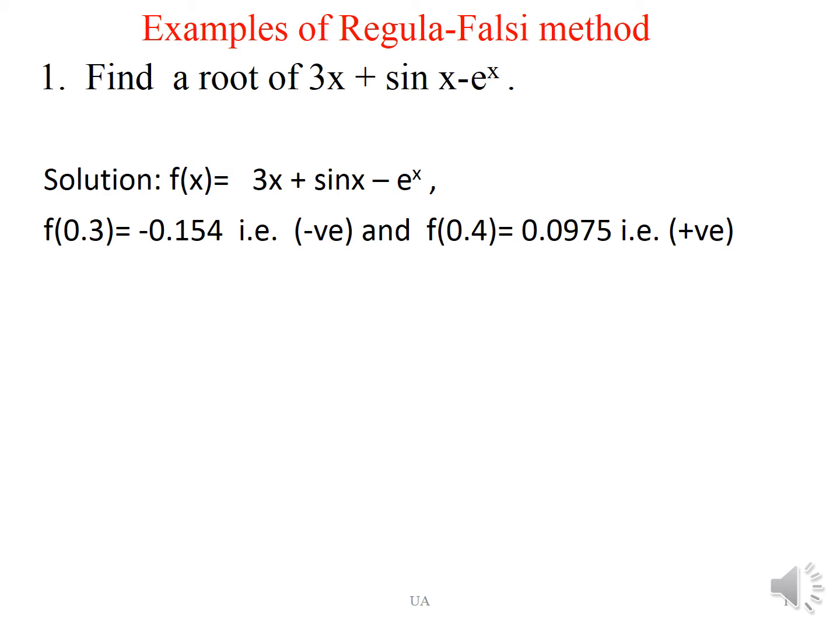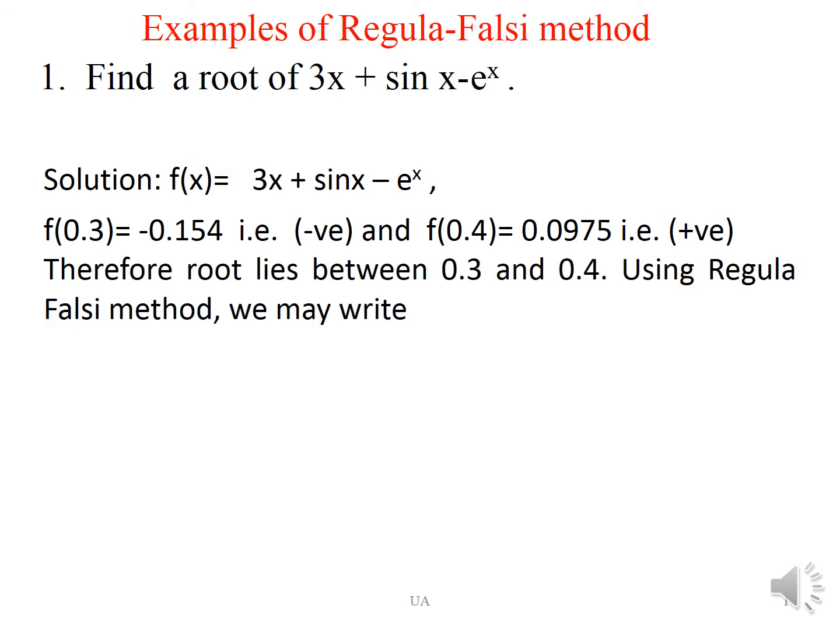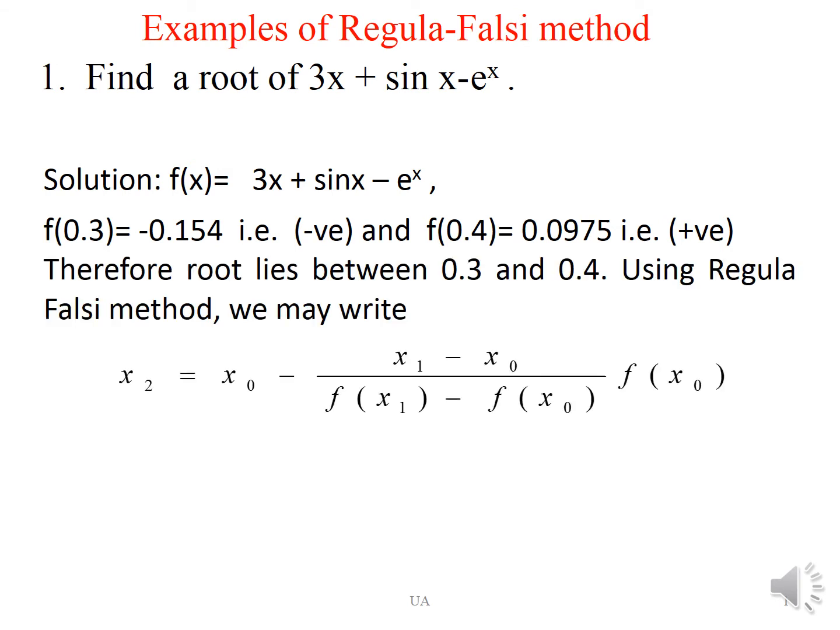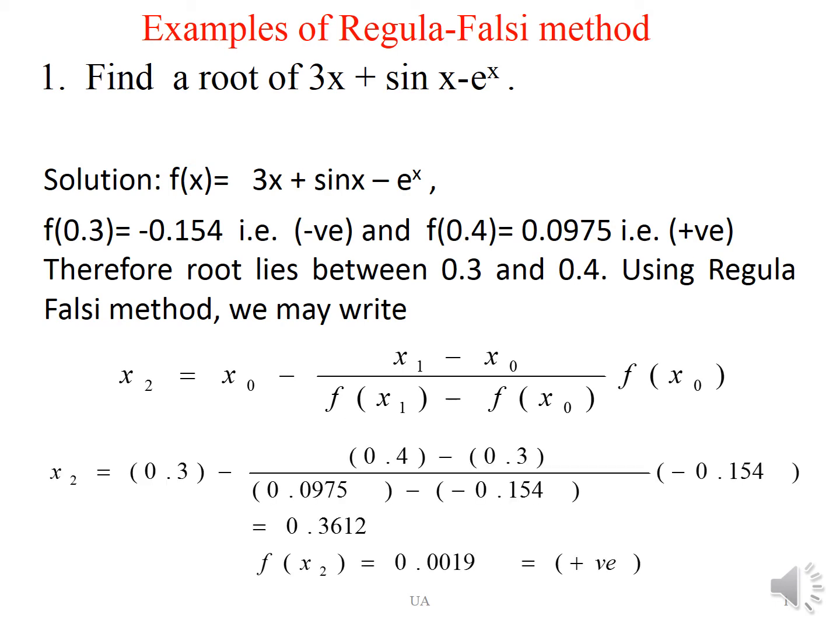So you may have a totally different interval, or you may have one end, say 0.3 or 0.4, and the other end may be different. But once you get an interval, you may apply the Regula-Falsi method's formula. So let's apply the formula, where x2 is the new approximated root, and x0, x1, f(x1), f(x0) we have already calculated here. Now we substitute all these values. x0 is 0.3 and x1 is 0.4, and the corresponding function values are also substituted.